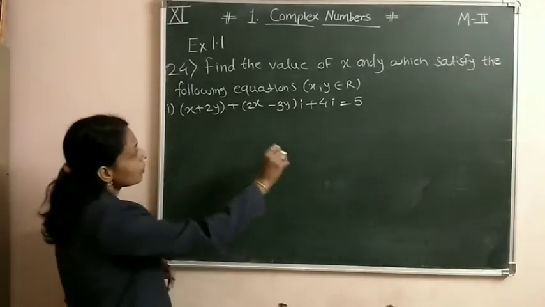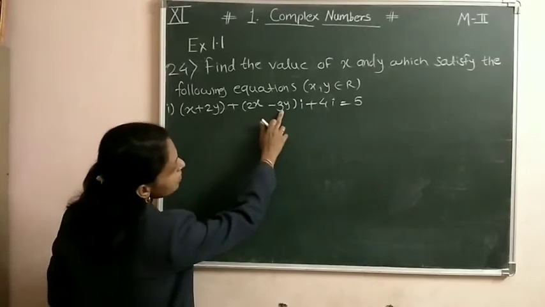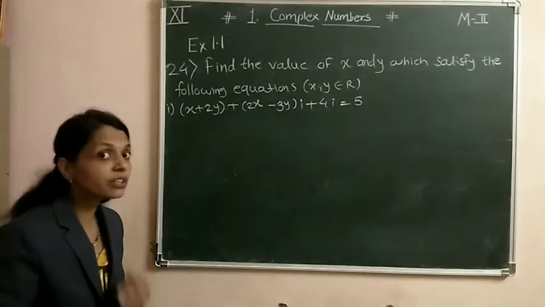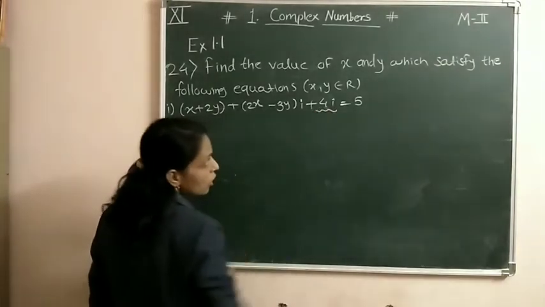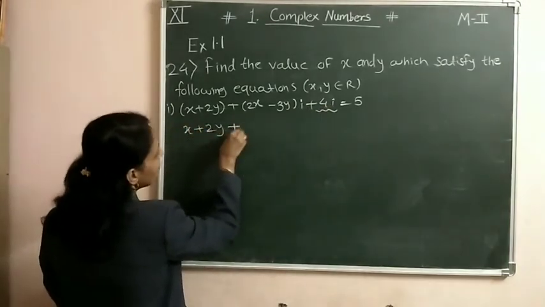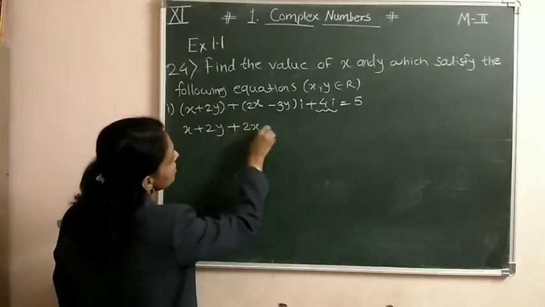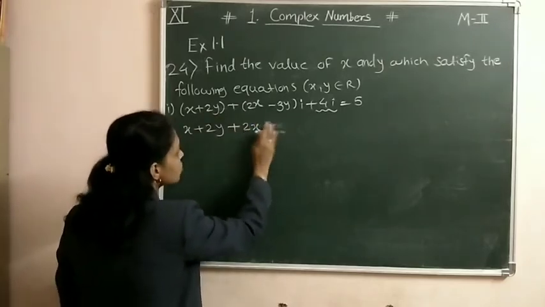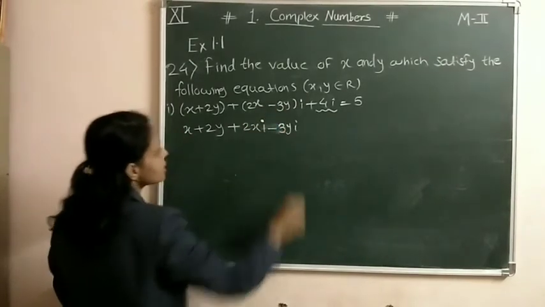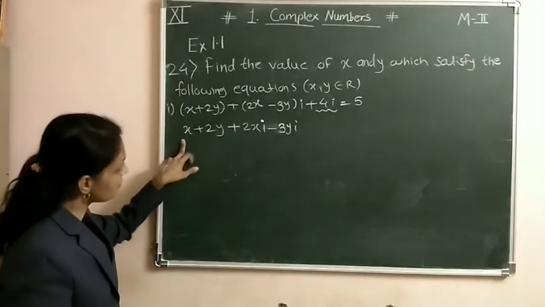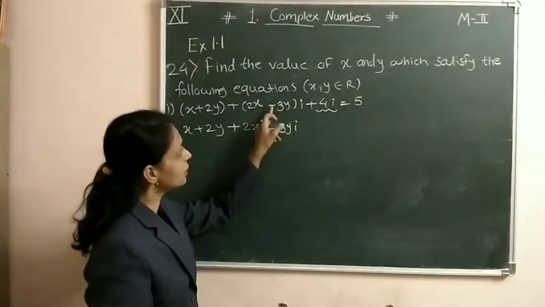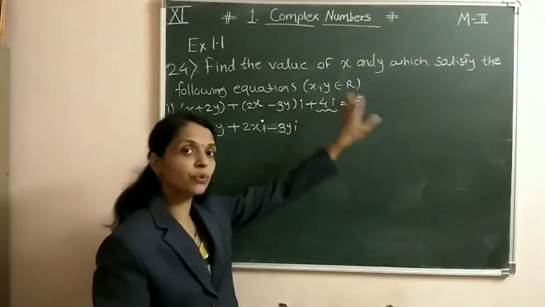Okay, now (x plus 2y) plus (2x minus 3y) i plus 4i is equal to 5. Now the term that can be shifted, currently we only have this 4i. Now shift that 4i to that side. (x plus 2y) plus i(2x minus 3y). Remove the brackets. See student, here the first bracket as it is, the second bracket is multiplied with the i. So 2x into i, negative 3y into i, and shift this 4i to that side.